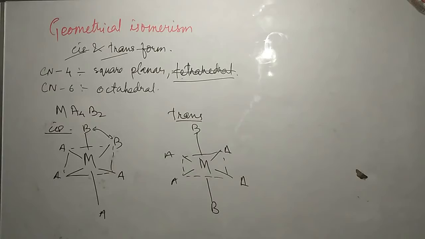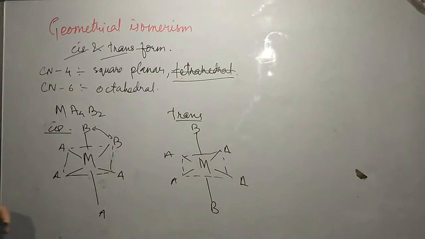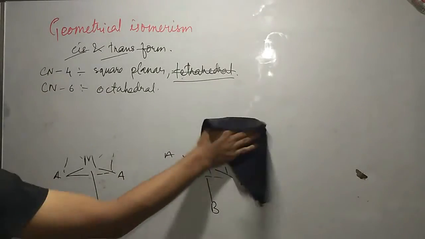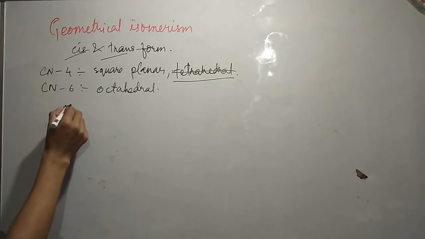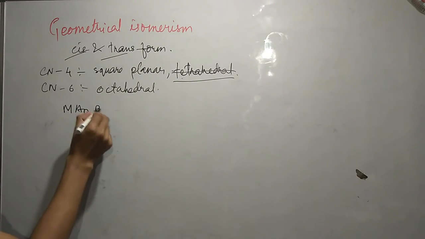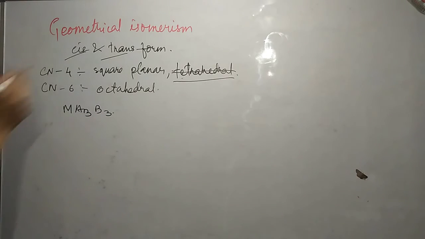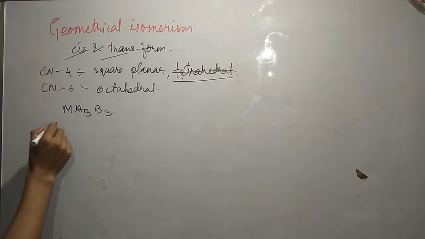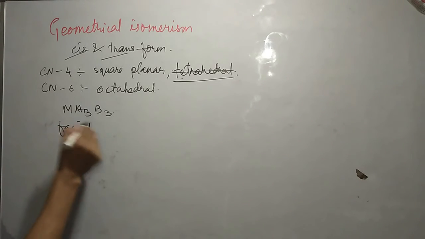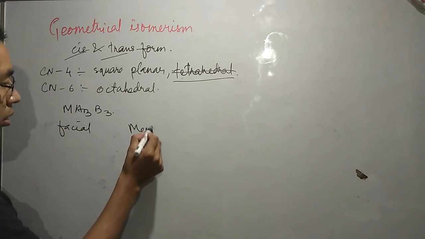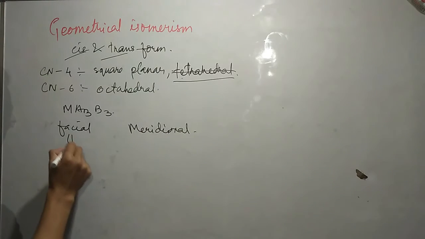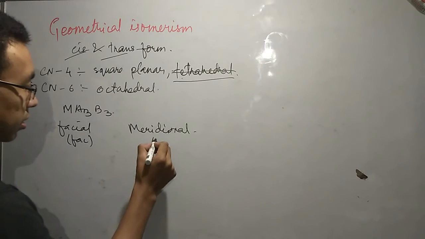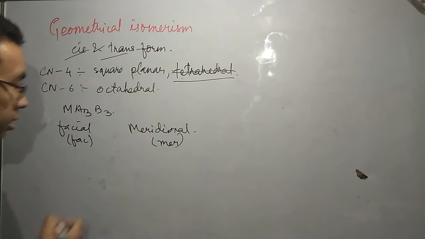Now there is another form for the octahedral structure. It can also be of the type MA3B3. Here we shall not name it as cis or trans. Here we have two types, facial and meridional. In short we name them as FAC and MER.